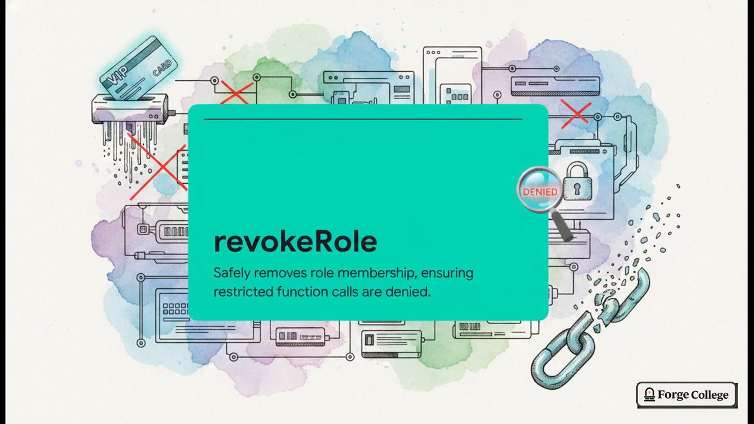All right, section 4, revoking the privileges. Because, let's be real, a true security test isn't just letting people in, it's seeing if our bouncer can actually kick them out when the party's over. Enter revokeRole. This safely removes role membership, ensuring subsequent restricted function calls are completely denied by the contract. It's the safe, observable, and honestly very strict removal of access rights. The VIP card is officially confiscated.